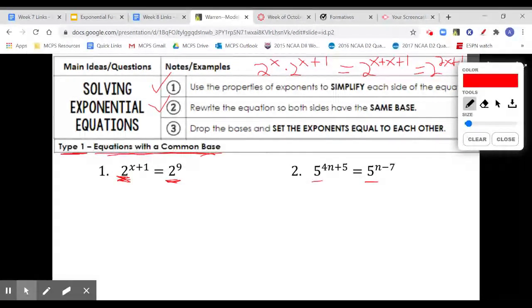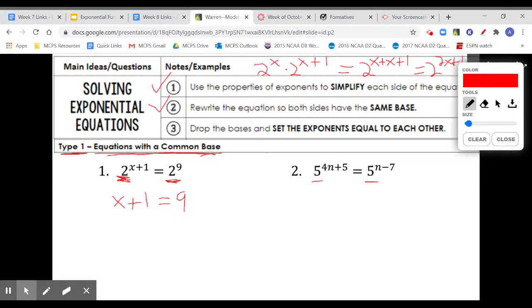Step 3 is a step you'll always have to do, and that is that you drop the bases and set the exponents equal to each other. What I mean by that is these 2's go away, and I literally just take the exponent from the left, and that becomes the left side of my equation, and the exponent from the right becomes the right side of my equation.